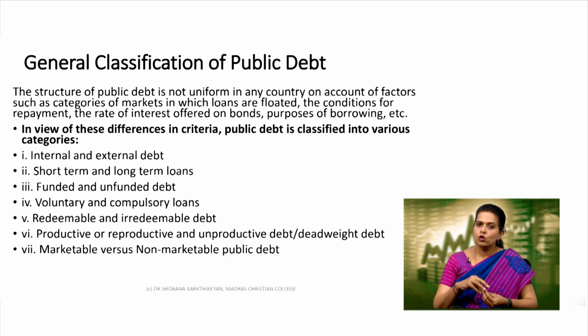So when we do look at public debt, what are the types of debt that governments can actually contract? We have a classification of public debt. They can be broadly divided into about 7 types. One is the internal and external debt, short-term and long-term debt, funded and unfunded debt, voluntary and compulsory debt, redeemable and irredeemable debt, productive or reproductive, or unproductive or dead weight debt. The next one is marketable versus non-marketable debt. We will be seeing each of these debts in detail.